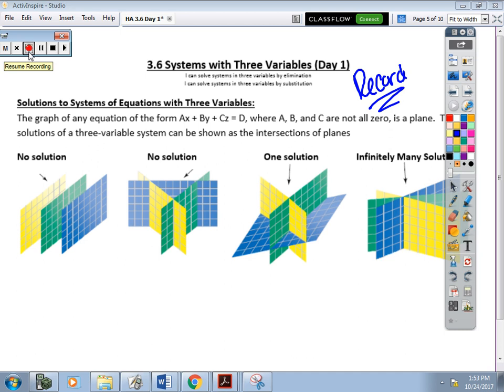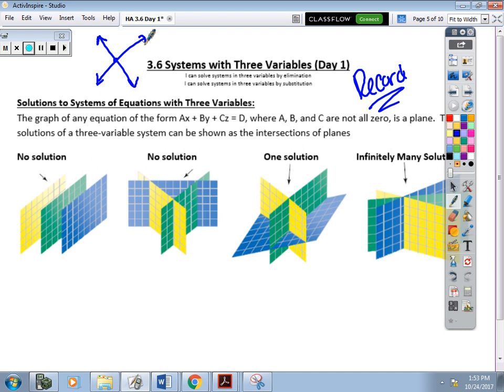Today what we're going to do is solve systems like we've always done, but instead of having two equations with two variables, we're going to have three equations with three variables. Now normally when we solved a system of equations, it was a line and a line, they intersected, and we found the point. What was another way we could solve a system?